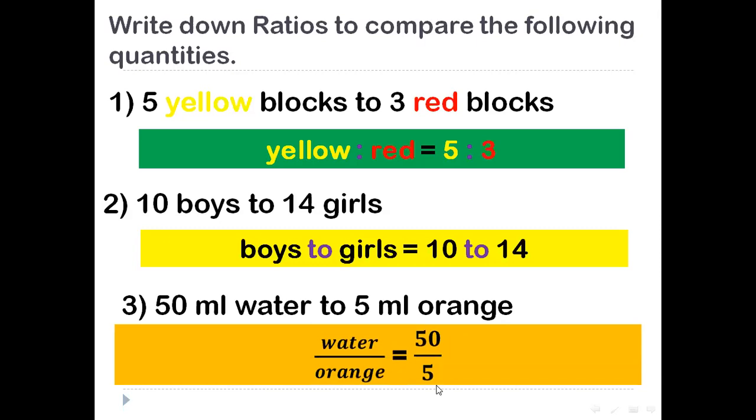If you use the fraction bar, it's 50 to 5. But what if I divide? 50 over 5 is 10. Can I write it equals 10? Of course you can't, because we are not dividing here. We are comparing. So keep it as is.